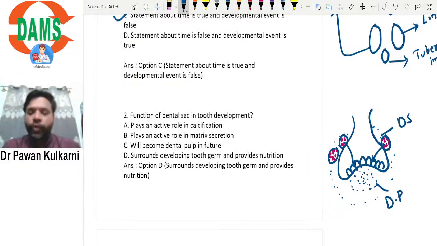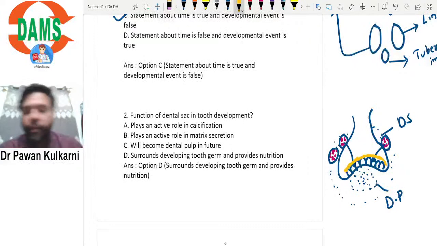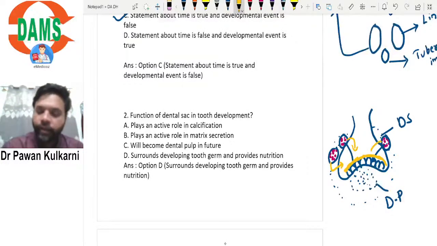Once the hard tissue is formed, what is hard tissue? That means the enamel and dentine are formed. Here enamel is formed, dentine is formed. So what happens? The blood supply can't come from the dental papilla. Then the blood supply comes from the dental sac, right?